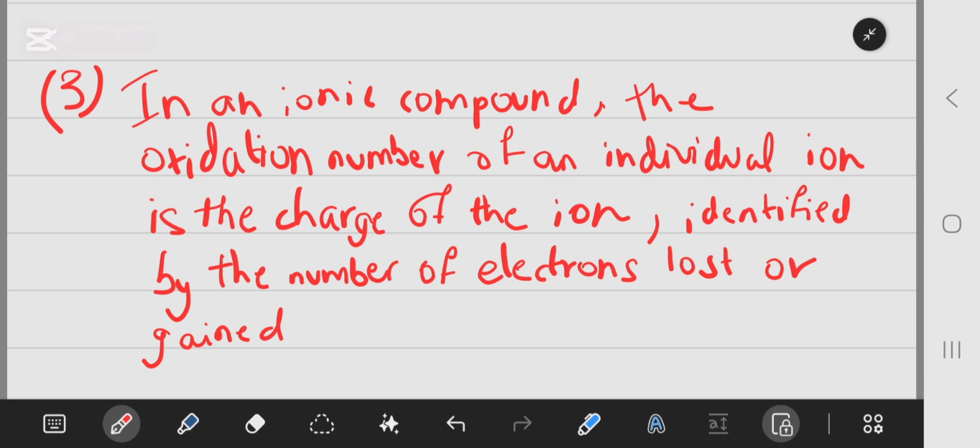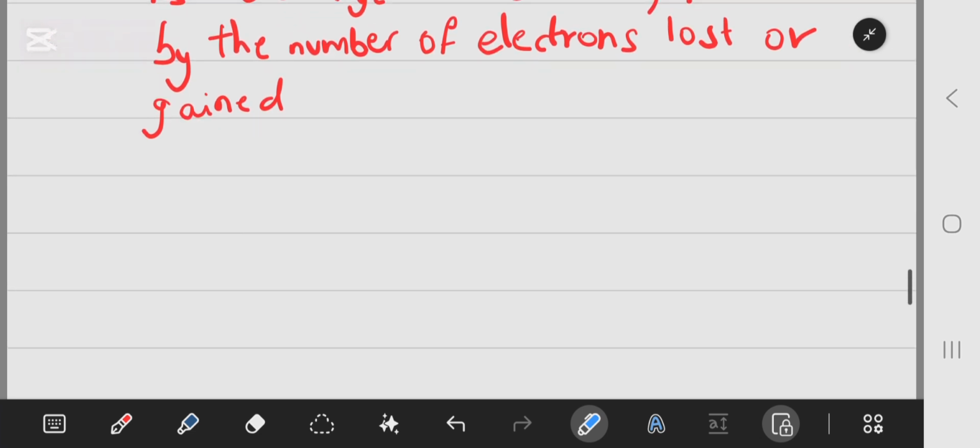So, in an ionic compound, the oxidation number of an individual ion is the charge of the ion, identified by the number of electrons lost or gained. So it basically means that you will identify the number of electrons lost or the number of electrons gained, and based on that we will figure out what the charge should be. So let's look at a few examples.